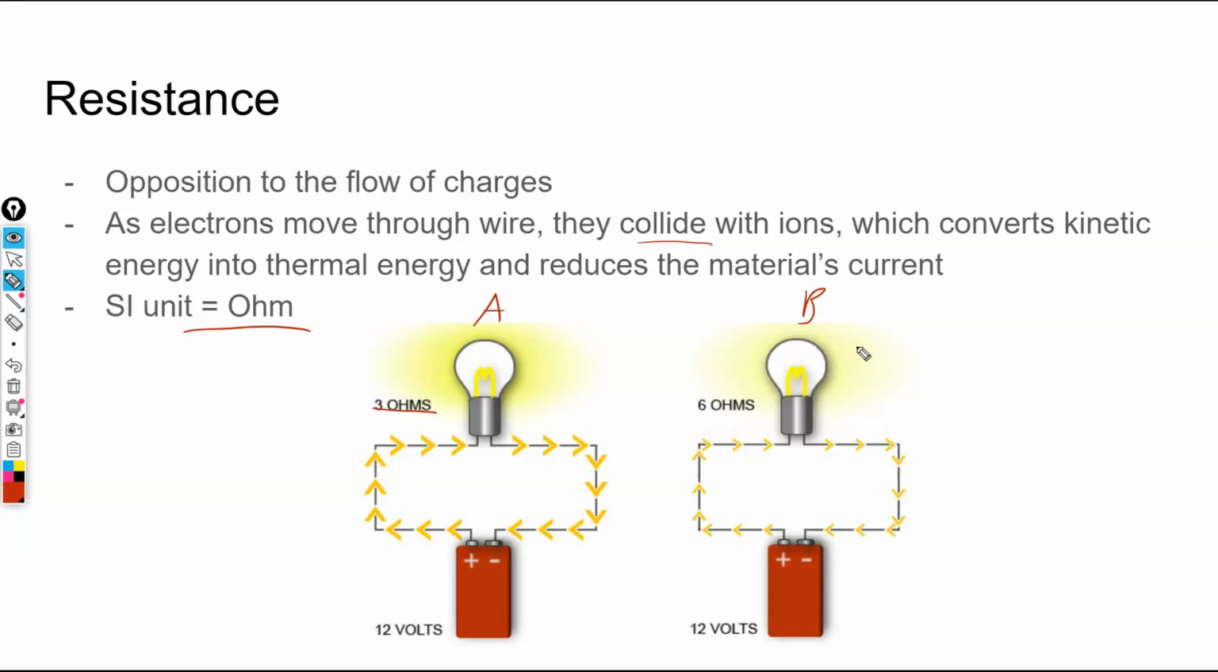But in situation B, my ohms are higher, my resistance is higher, which means these electrons are colliding more with ions and reducing the current. This means the bulb will not shine as bright, which you can see. So the higher the resistance I have, the less current I have, and basically the less something will work. In this case, the bulb won't work as well as it does over here because there is more resistance.